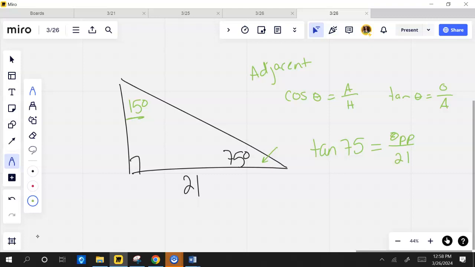So now I need to solve this for opposite. I'm going to multiply both sides by 21. And you can do this all in one go in your calculator. Just type 21 tan 75, as long as you're in degrees. That should give you approximately what that opposite side is. Take it to 3 places. 78 point what?